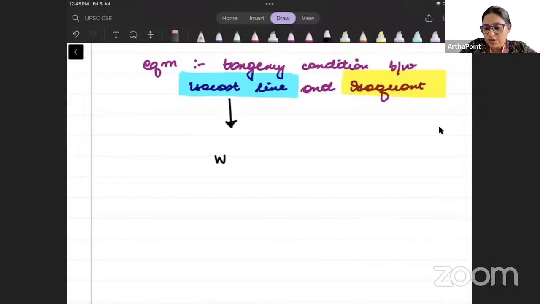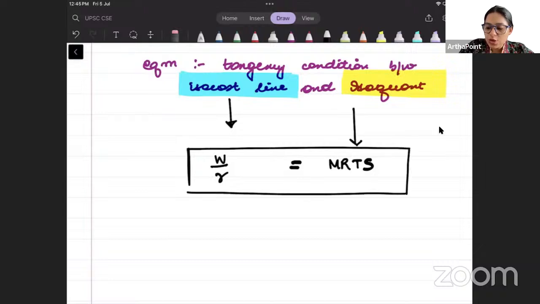I just found out it is W by R. I am taking absolute values. What is the slope of ISO quant? MRTS. So wherever these two are equal to each other, that can be called your equilibrium condition. So equilibrium condition requires tangency. It requires that we find the tangency between ISO quant and your ISO cost line.